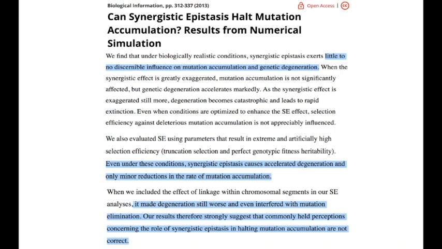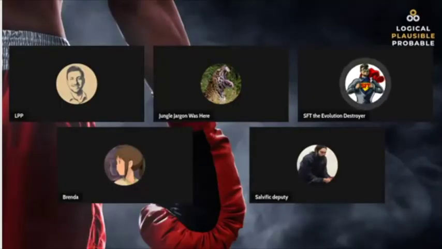So you're claiming that synergistic epistasis has been falsified. Synergistic epistasis hasn't been falsified in terms that it doesn't happen. It does happen. Mutations amplify each other's effect. There is a synergistic effect. So it is real. So it is accepted by the community. But the mechanism fails to halt deleterious mutation accumulation is my point.